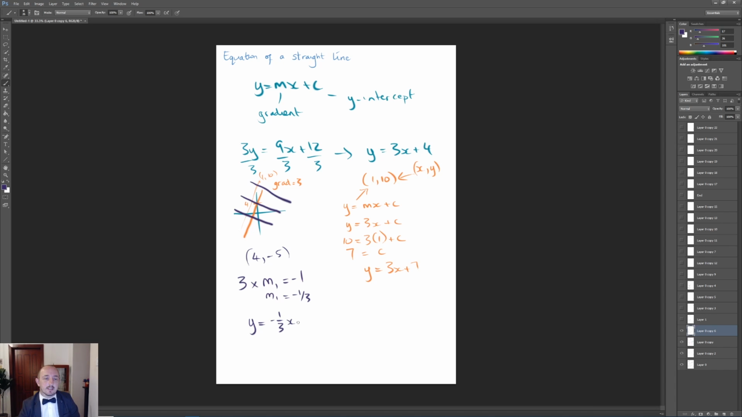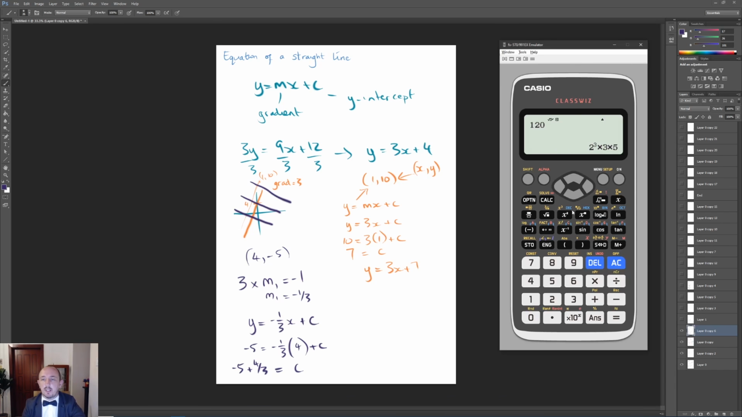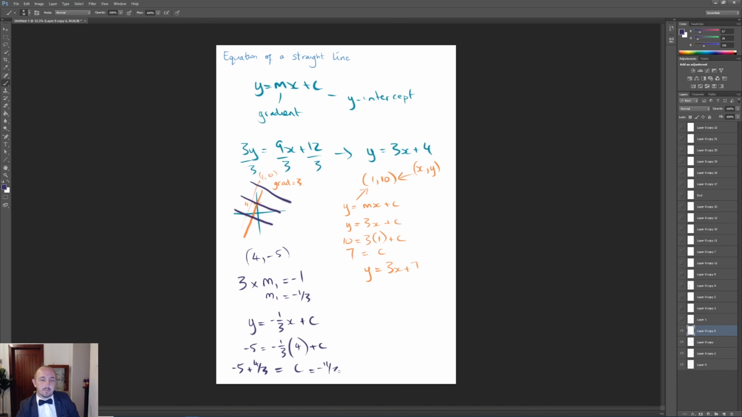So now that we have this new line, this purple line, we know its gradient is minus 1/3 x, and we need to anchor it to its y-intercept. So we're going to find the new c. We substitute in from here, so negative 5 equals minus 1/3 times 4, plus c, and we rearrange this to get minus 5 plus 4/3. So minus 5 plus 4/3 would give us minus 11/3. So we finally rewrite this equation as y equals minus 1/3 x minus 11/3.